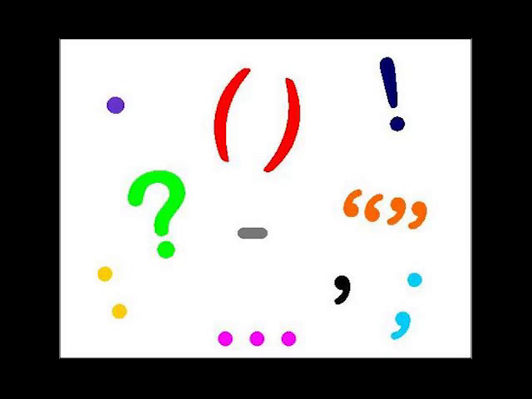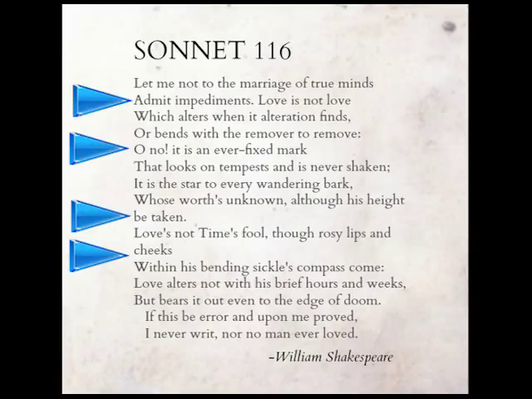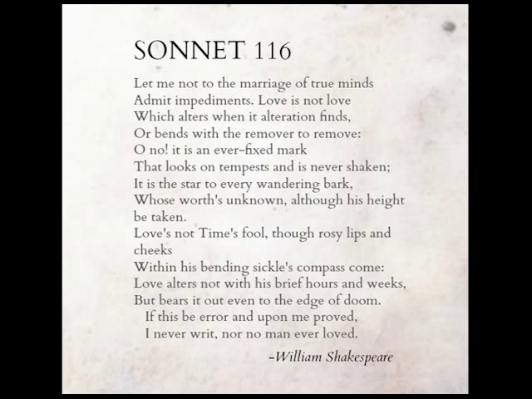Punctuation. There are 4 examples of enjambment, lines 1, 2, 5, and 9. Also, there are 4 examples of caesura, lines 2, 5, 8, and 9. The author uses these elements to add to the personification and symbolism of love and time.